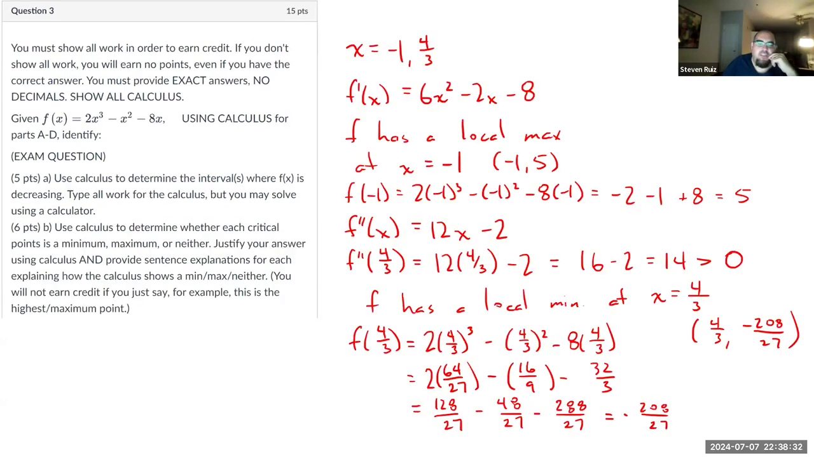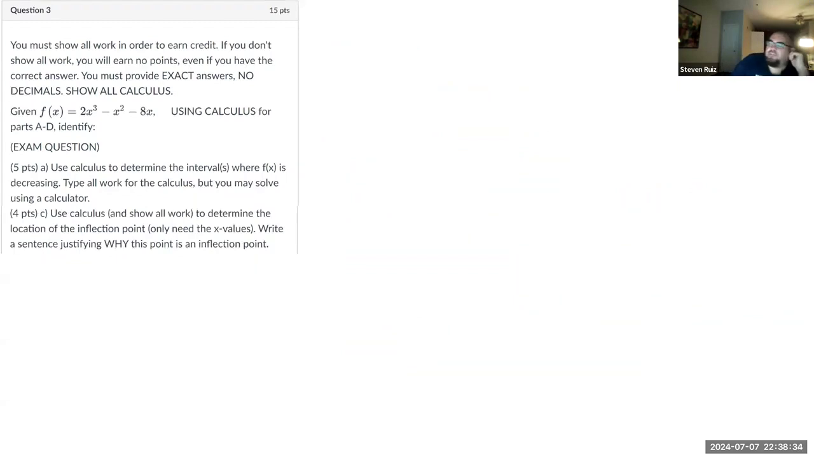What does our second derivative look like? We found the second derivative was 12x minus 2. So f double prime of x equals 12x minus 2. So this is linear, which means I don't think there's anywhere where we're going to make this undefined. So we're really looking for places where it equals 0. So solving this equation, I get 12x equals 2, x equals 1 over 6. Is this an inflection point? It could be. I don't know yet.